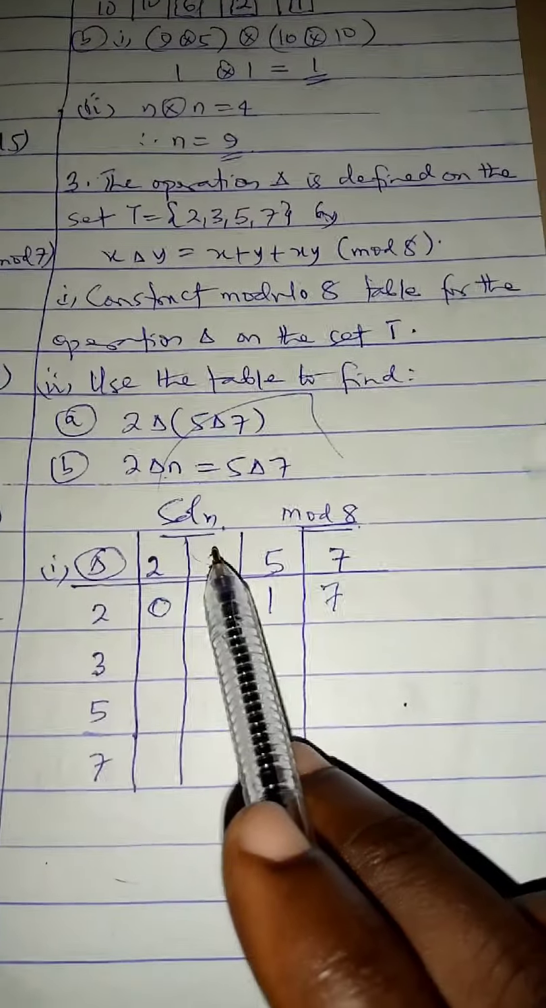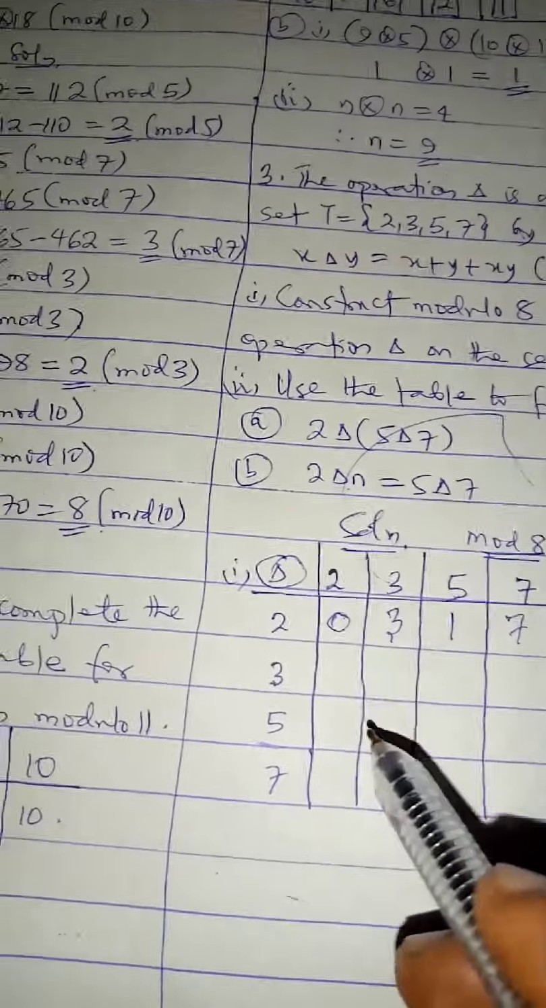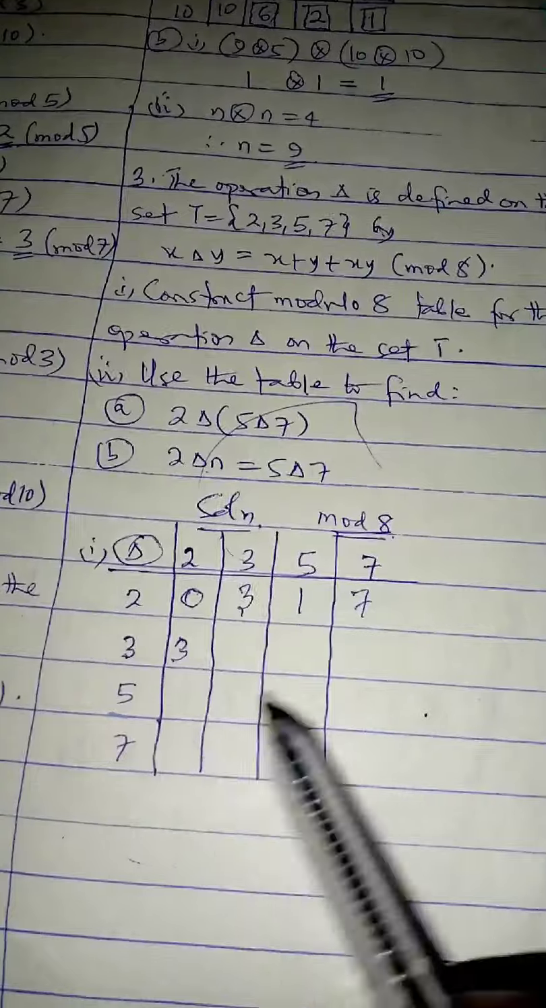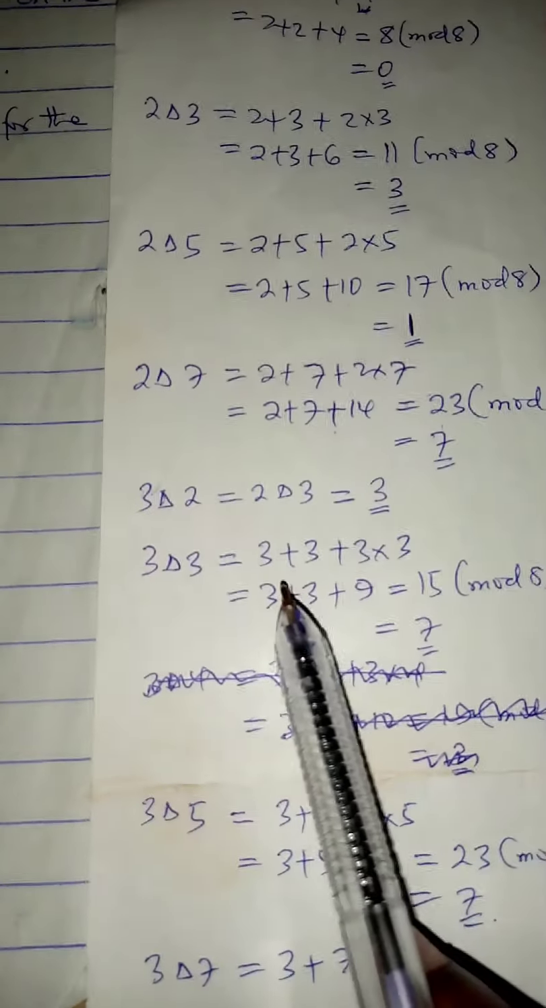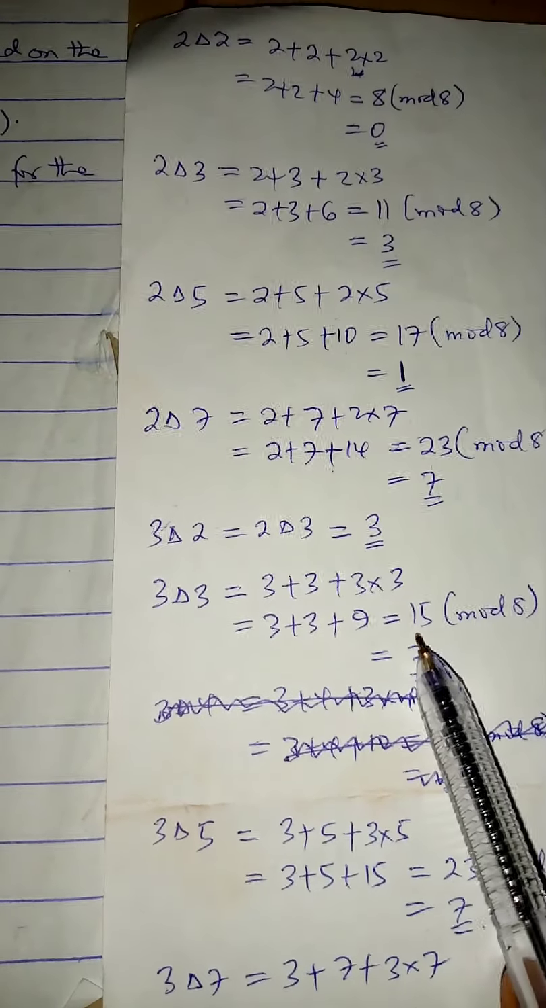2 triangle 3 is 3. 3 triangle 2 is also 3. 3 triangle 3, following the same method, that's 3 plus 3 plus 3 times 3, which will give you 15. When you remove 8, you have 7.